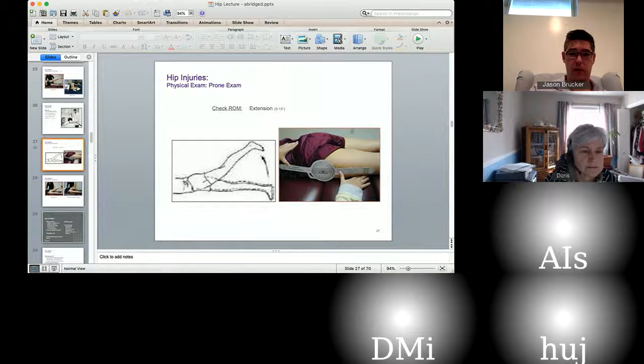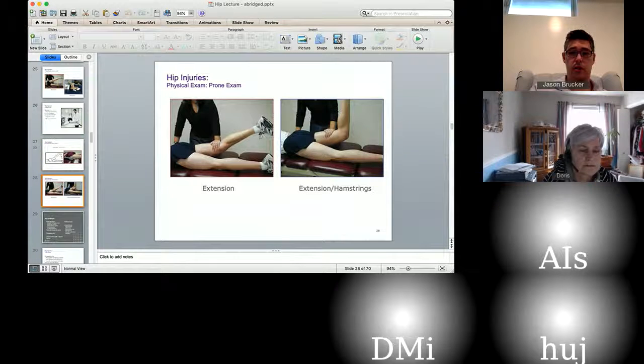With the prone exam, we talked briefly about it, but want to make sure range of motion is appropriate, and similarly want to evaluate the hamstrings, which are involved not only with knee flexion, but also with hip extension.